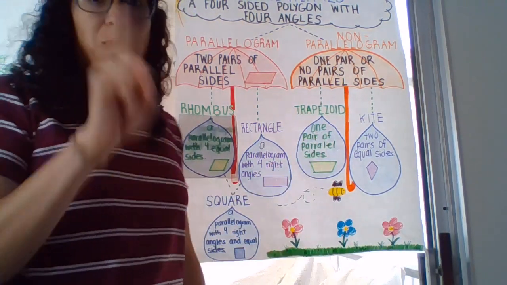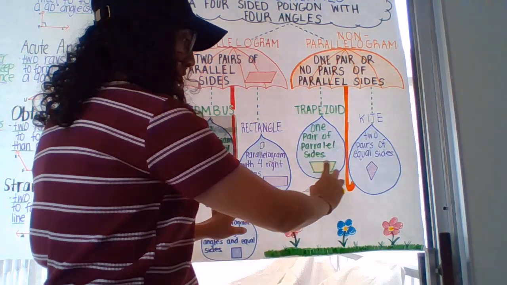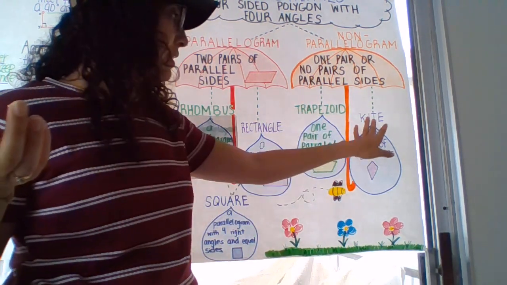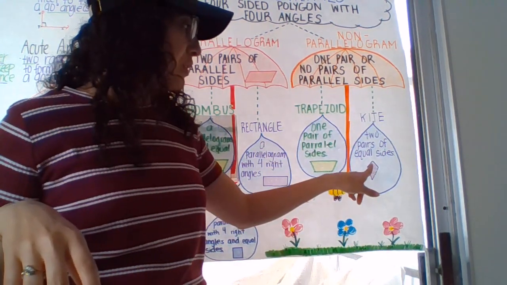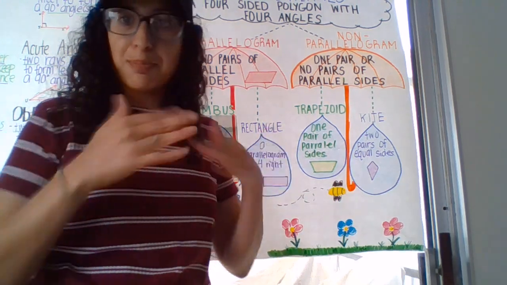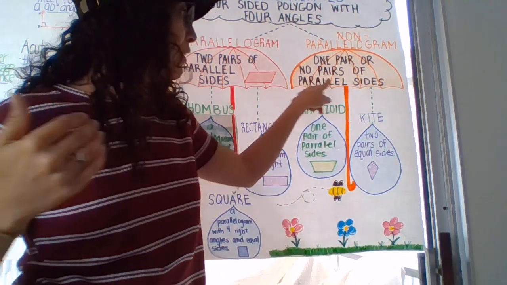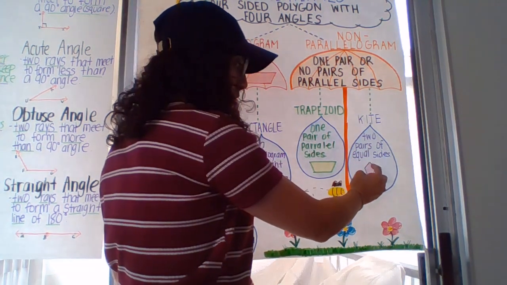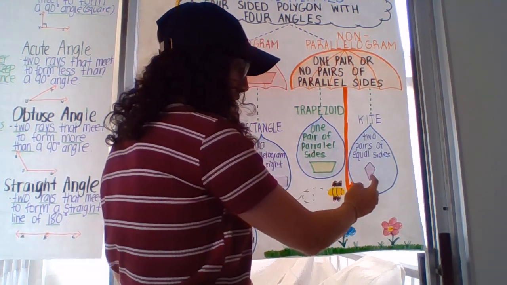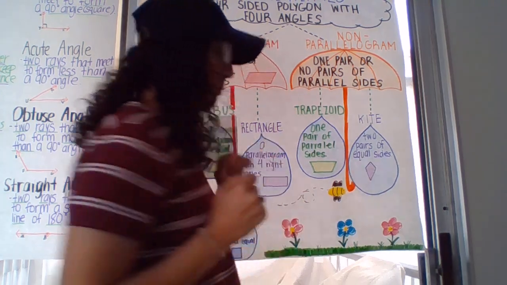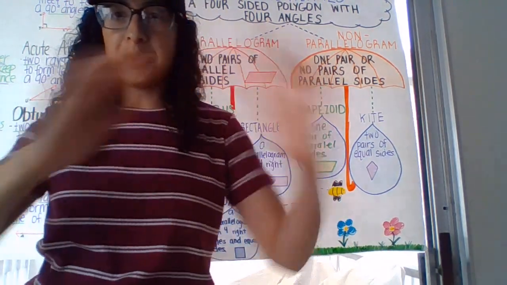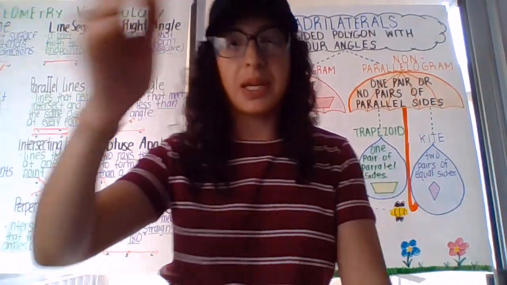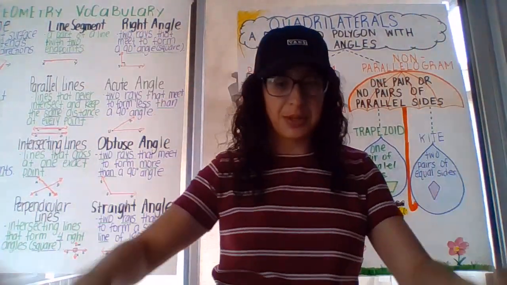A trapezoid has one pair of parallel sides, so right here, and that's it. And the kite has two pairs of equal sides, but there are no parallel sides, okay? So this side is equal to this side, and this side is equal to this side, but none of the sides are parallel, okay? So now that we reviewed this, I'm going to go on to explain your project, okay?